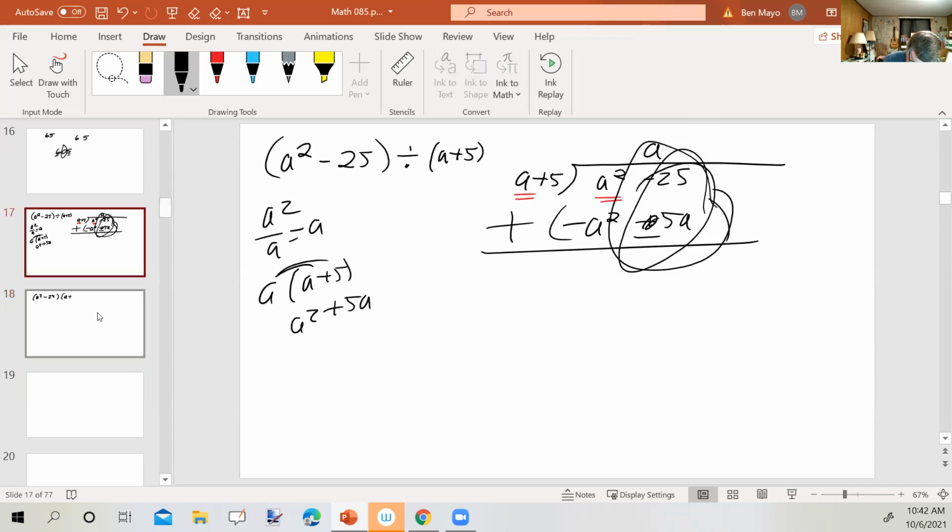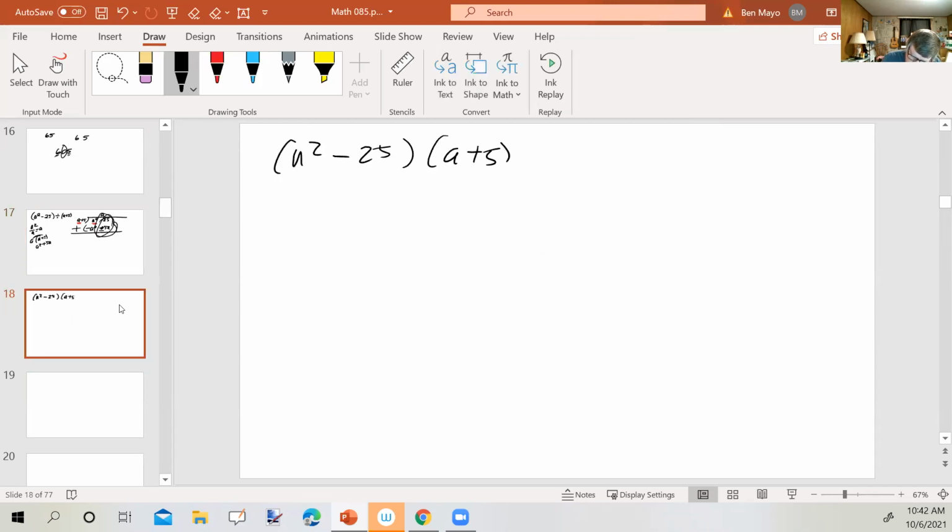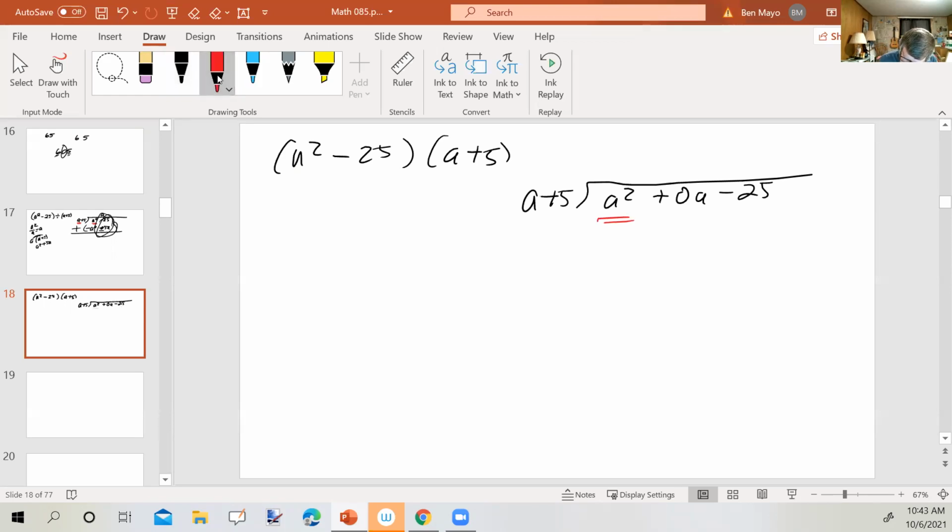Let's see, was it plus 5? And we're going to rewrite it so that we fill in the missing power of a. In this case, a to the first degree is missing. So I'm going to put in a 0a. 0a doesn't have a value other than just 0. So I haven't changed the value of the polynomial, but I've put a placeholder in the a to the first degree column. Now let's go back and do the problem again.